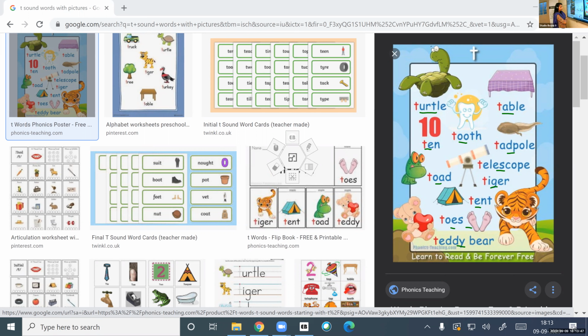Toe. Teddy bear. Teddy bear. Repeat and correct. Teddy bear. Teddy bear. Good, good, good.